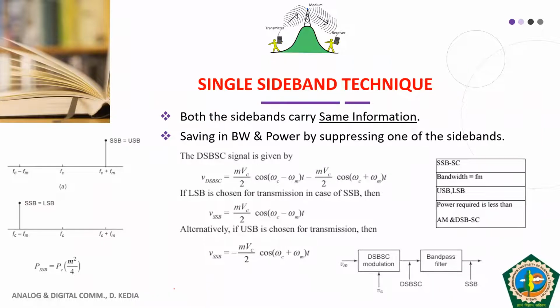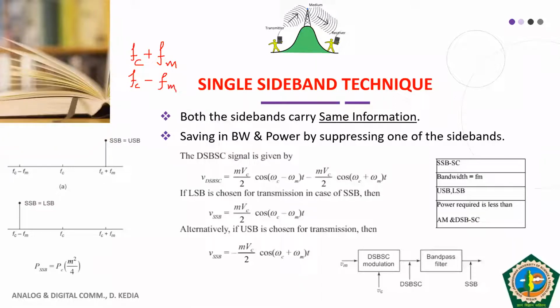So after double sideband suppressed carrier, the next form of amplitude modulation is single sideband. Okay, so all of you should focus on two things only: one is power and another is bandwidth. In case of double sideband, we have saved power, whereas bandwidth remains the same. Now one more thing you need to look into: in case of double sideband, we had two sidebands. One sideband was the upper sideband, whose frequency is FC plus FM, and the lower sideband's frequency is FC minus FM.